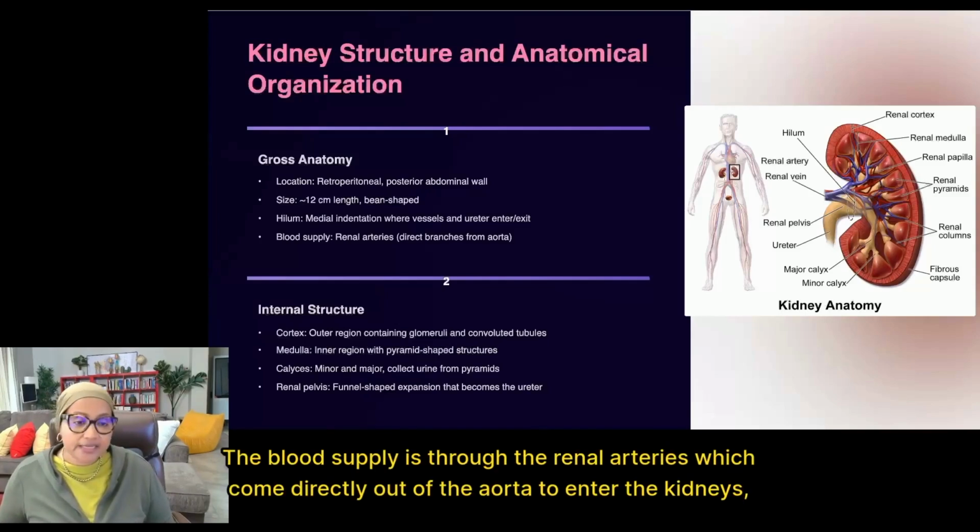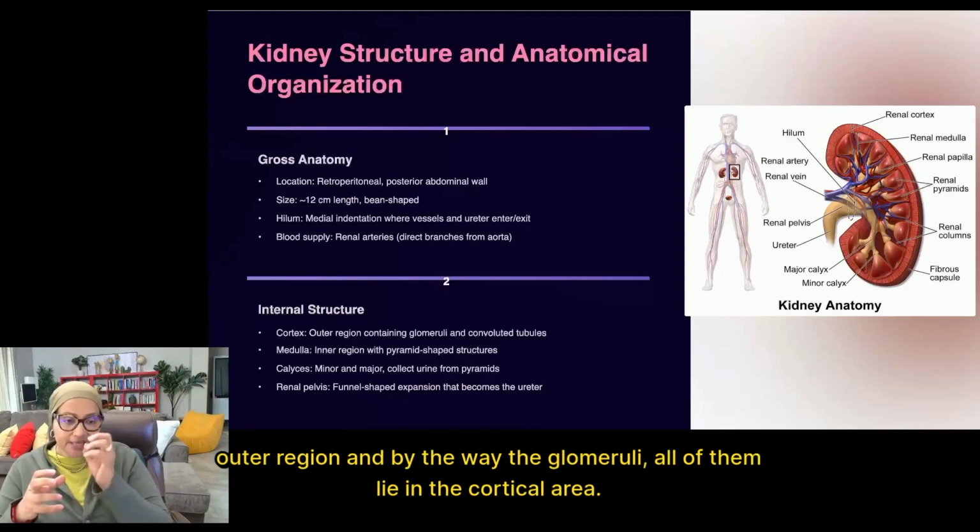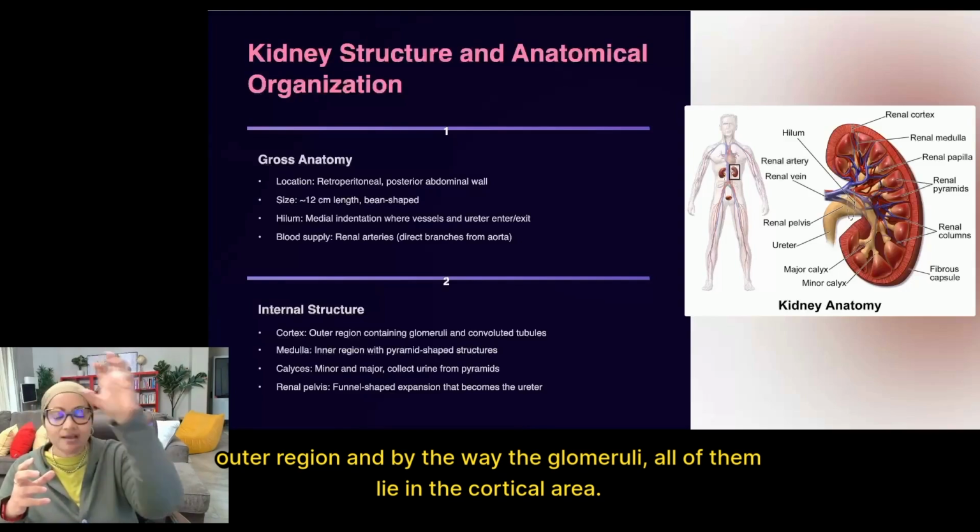The blood supply is through the renal arteries, which come directly out of the aorta to enter each kidney. Then the internal structure of the kidney is arranged into the cortex, which is the outer region. And by the way, the glomeruli, all of them, lie in the cortical area.